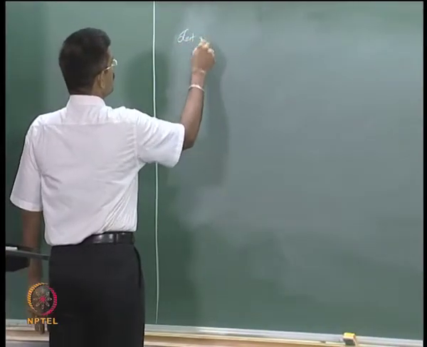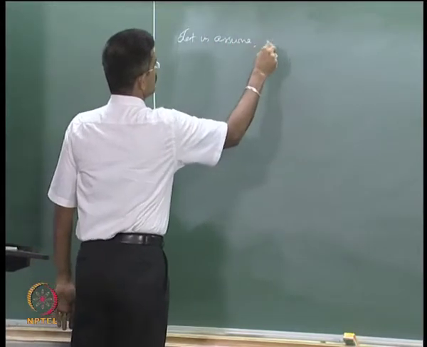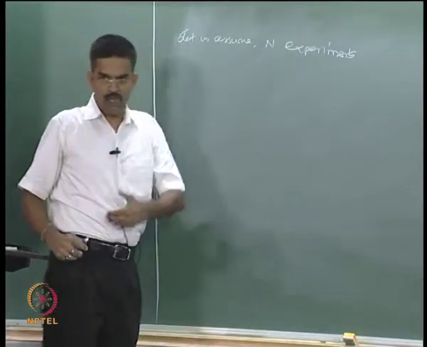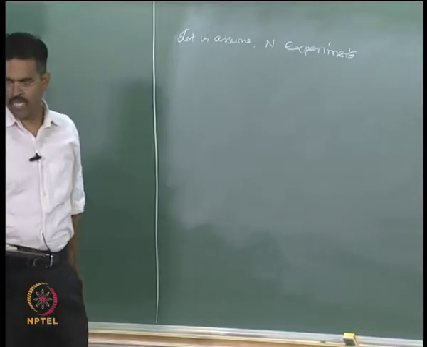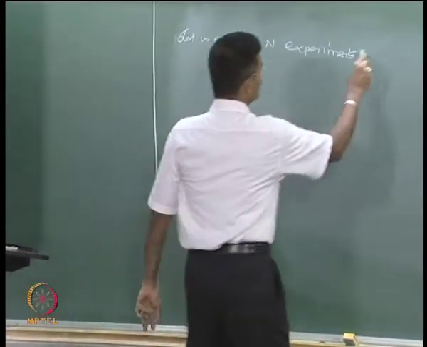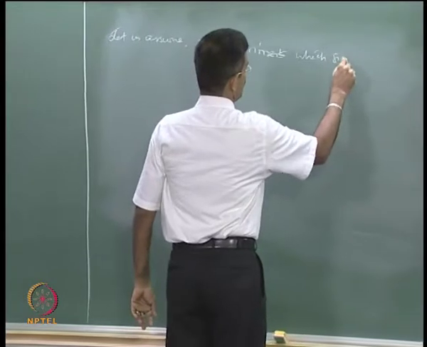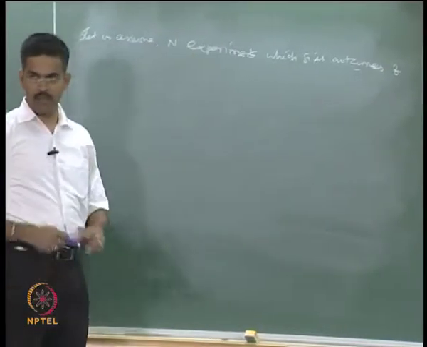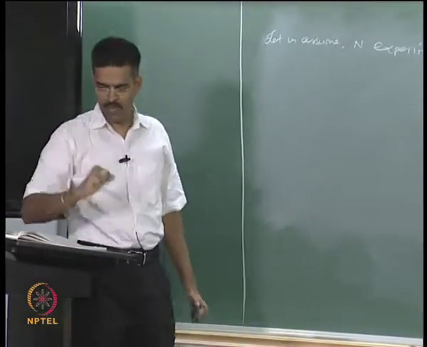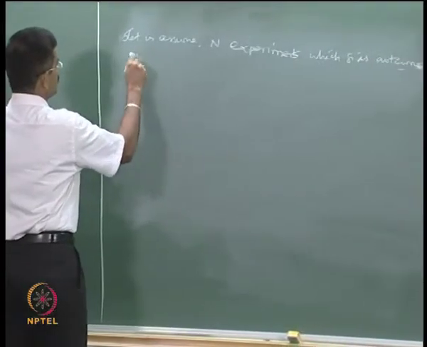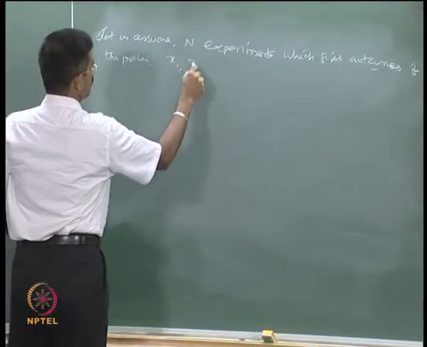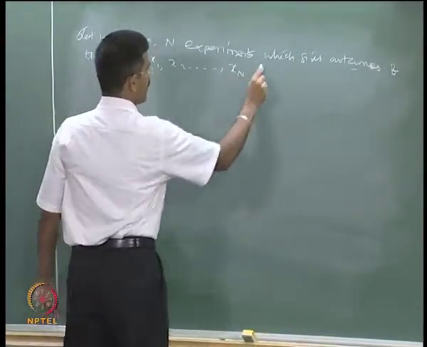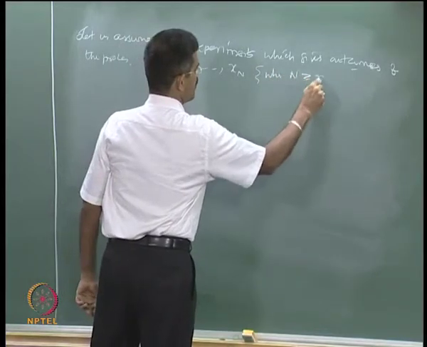Now let us assume that N experiments are conducted. What are experiments? Experiments are nothing but observation of sea state at A, B, C, D, N. N experiments are conducted, which gives outcomes. What are the outcomes? They are nothing but the small x value from the capital X value. Outcomes of the process, which is x1, x2 and so on, which takes you till xN, where N is much greater than n.